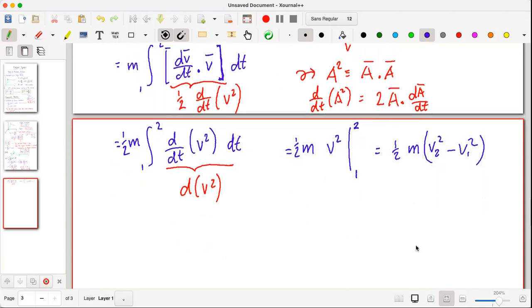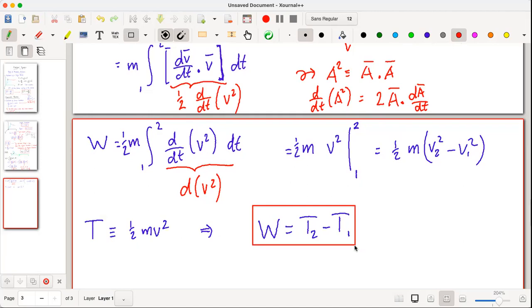Now, let us define T. T is what I call the kinetic energy, as half times m times v squared. So you can see that the left-hand side is W, the work. So the work can be written as T2 minus T1, right? Question? Or in other words, I can just write it down like this. This is just delta T. The delta T means T2 minus T1.